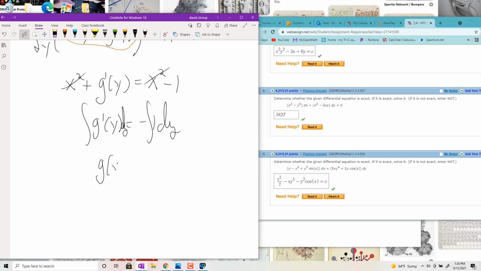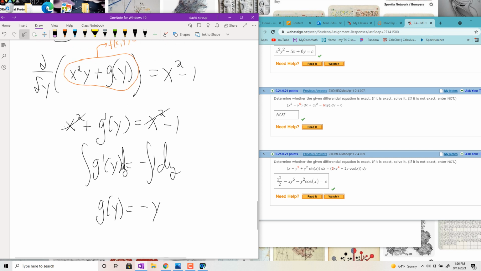So you get g of y equals -y plus some constant if you want, but we don't need that part. Just the -y part is what we need for our answer. Okay, so our answer is going to be, you kind of just use this, x squared y minus y, and then that'll equal some constant.